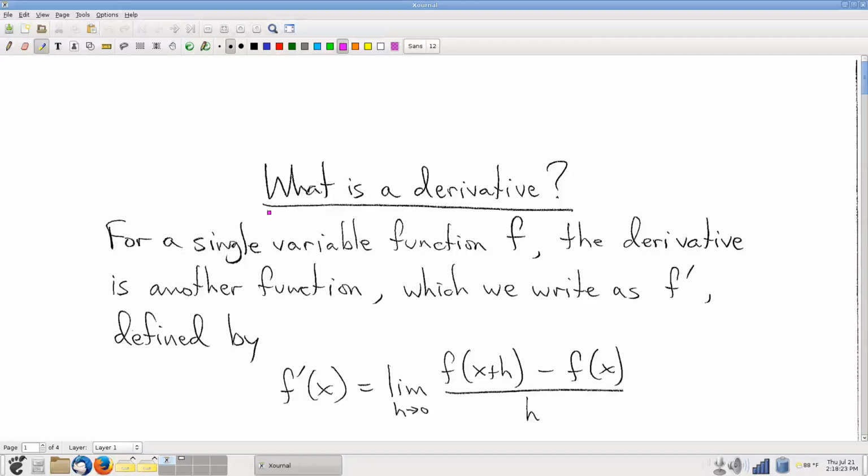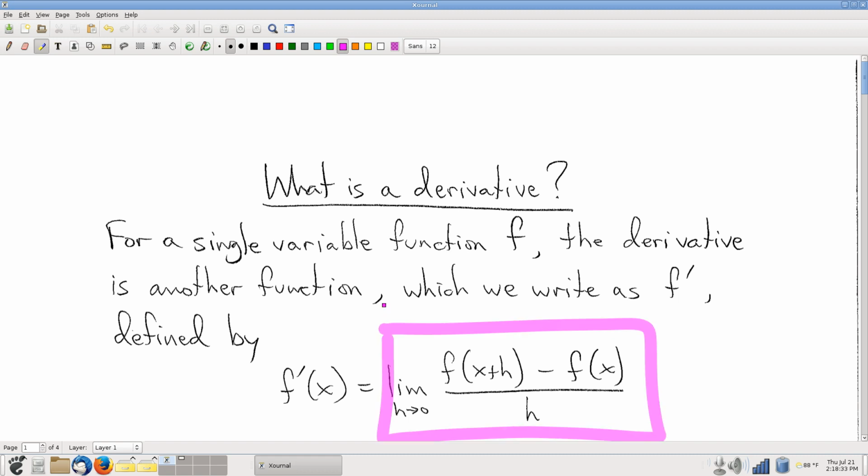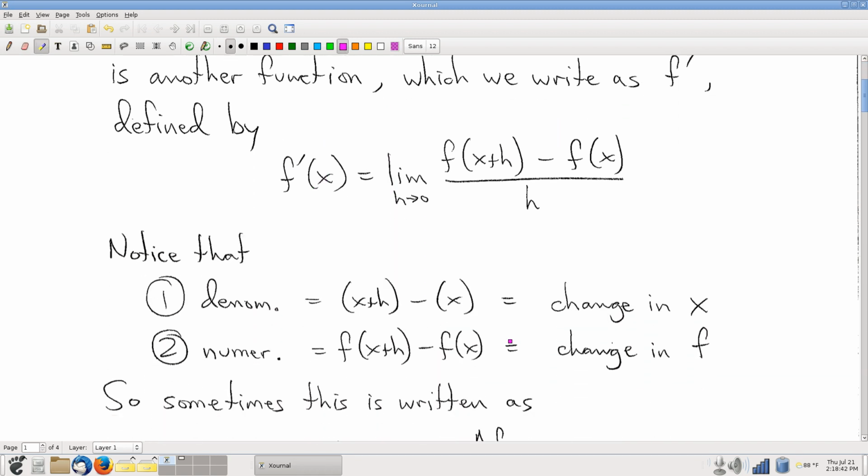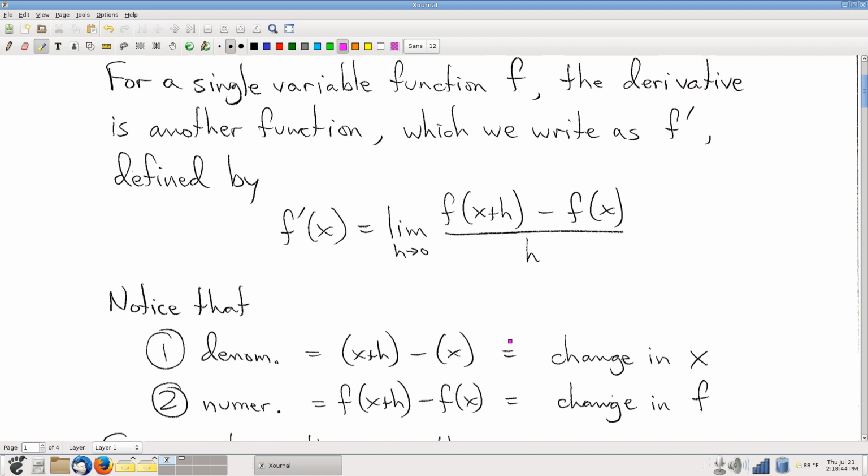What is a derivative? Well, if you have a single variable function f, the derivative is another function. And it's another function that we define by this formula right here. We use this notation, f prime, to indicate this derivative function. To better understand this, let's take a look at what goes into this expression.